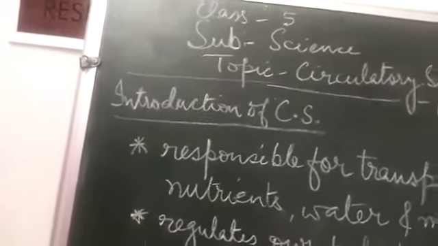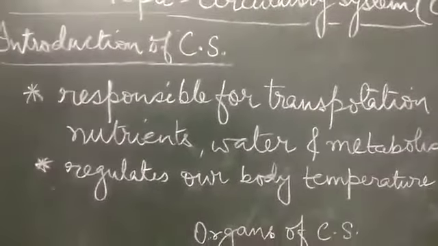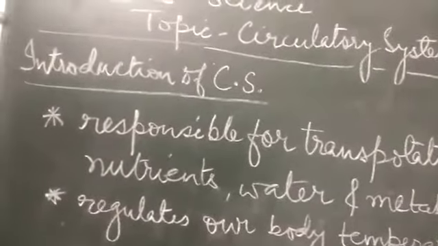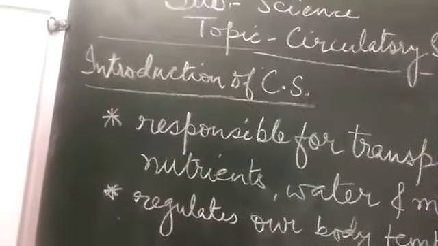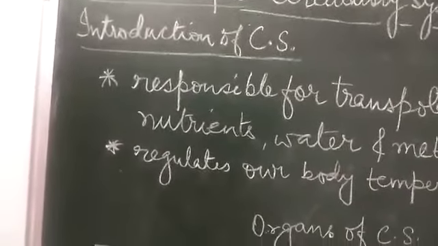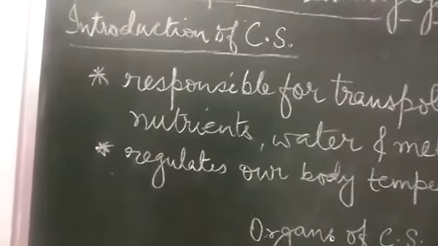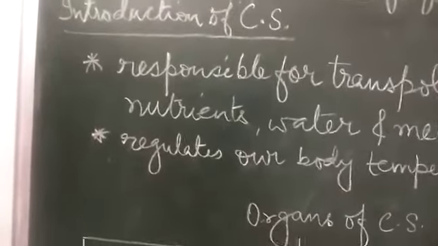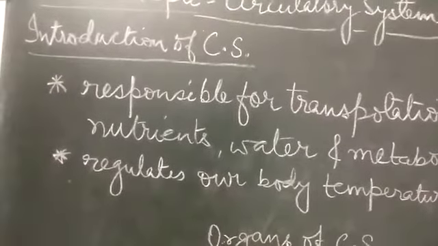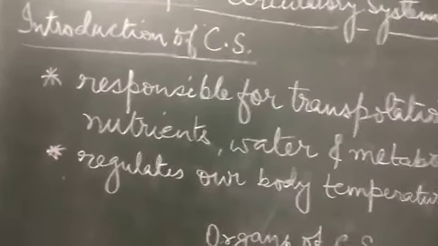The circulatory system is responsible for the transportation of oxygen, nutrients, water and metabolic waste. It is an organ system which circulates blood through a network of blood vessels. It regulates our body temperature. It transports waste products to the excretory organs for removal from the body. It protects the body from infections and germs. It helps in blood clotting and prevents excessive blood loss in case of any injury.